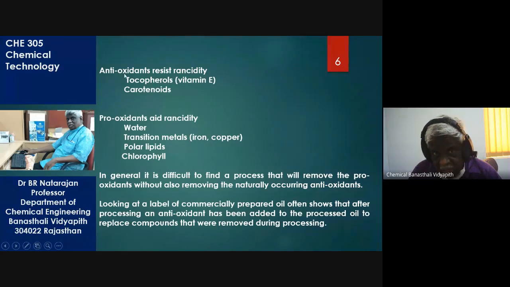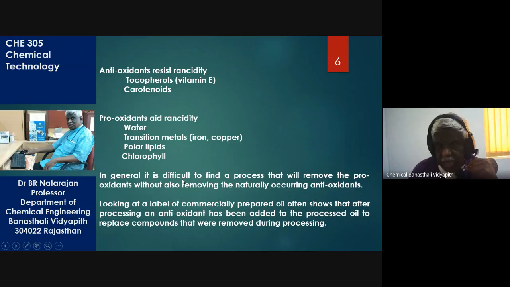contain antioxidants and pro-oxidants. Antioxidants resist rancidity. They are good. They contain tocopherol, vitamin E, carotenoids. Pro-oxidants, such as a small quantity of water, favor rancidity, which is not desirable. Transition metals, small quantities of iron, copper, polar lipids, that is lipids which have a polar end, and chlorophyll, right? So these are all pro-oxidants.